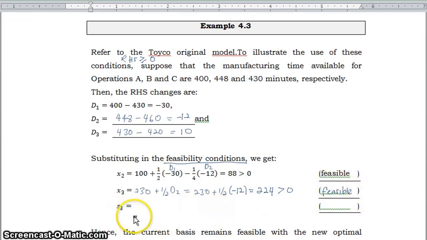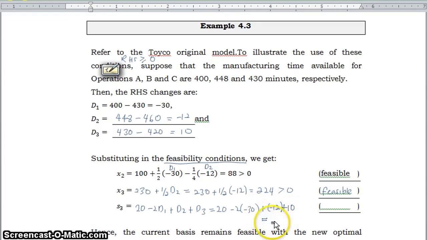And for S3, it is equal to 20 minus 2D1 plus D2 plus D3. We substitute D1, D2 and D3 into this equation. We get 20 minus 2 times negative 30 plus negative 12 plus 10, which equals 78. The value of S3 now is 78, also greater than 0.